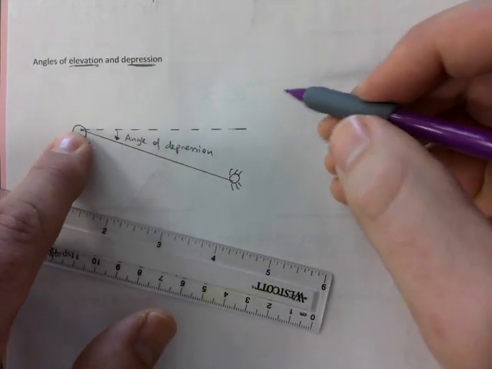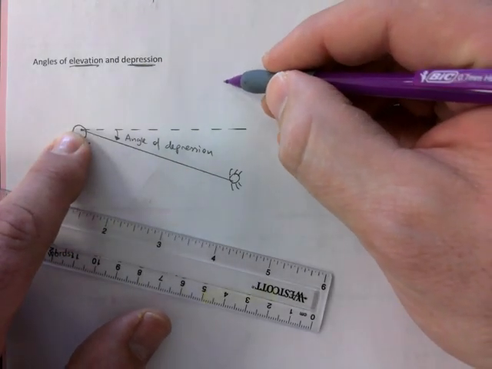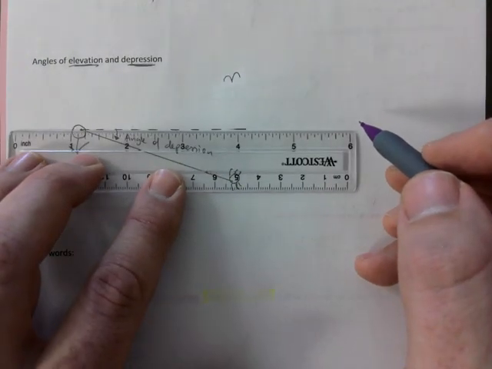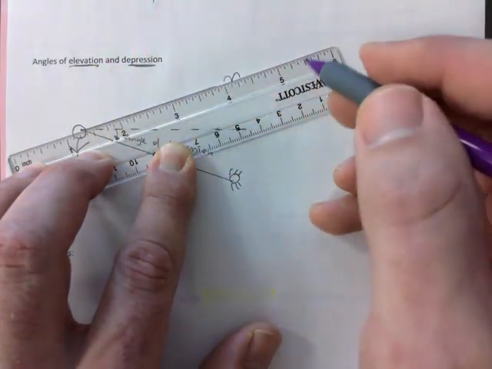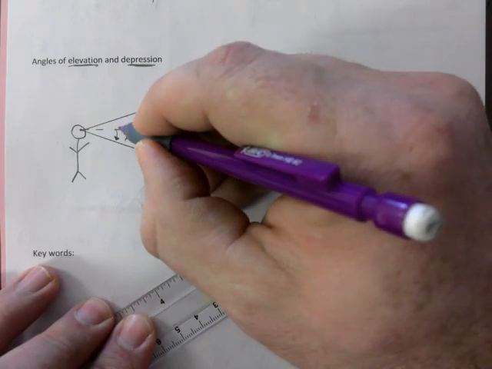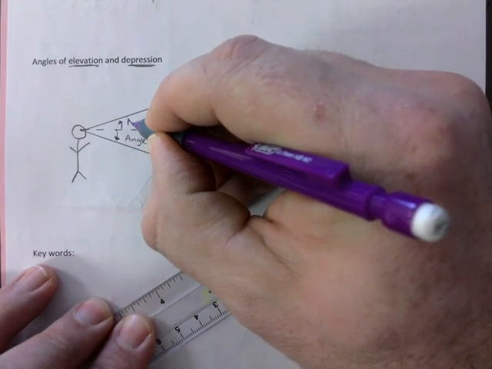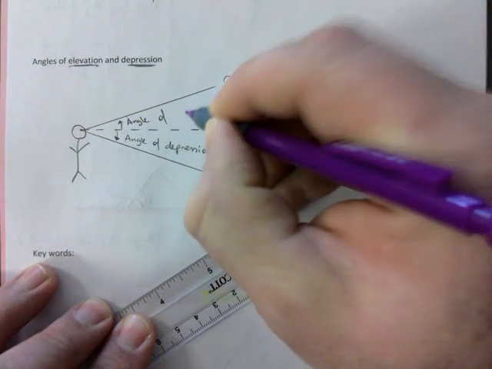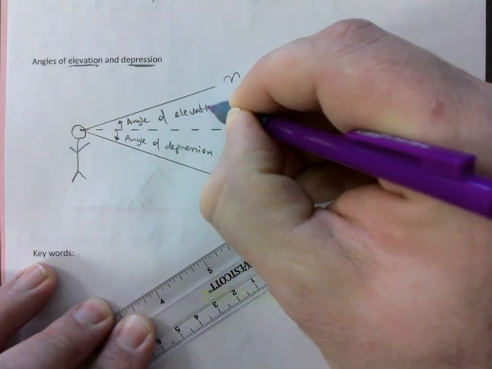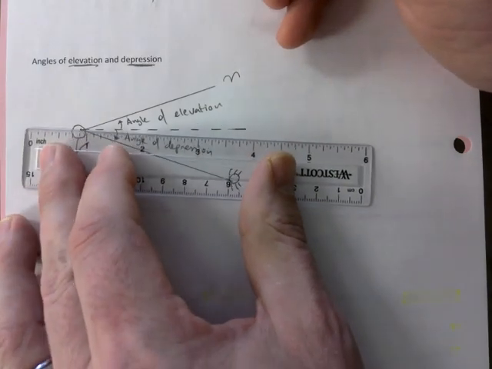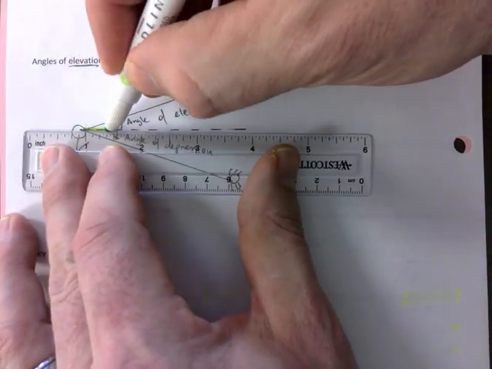If you now see something up in the air, so let's say it's a bird, now you're going from the horizontal, you're measuring upwards like that. And so this is your line of sight going up. The measurement from the horizontal going up, this is the angle of elevation. The most important concept here is that you should always have a horizontal.